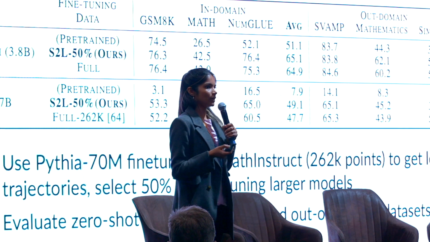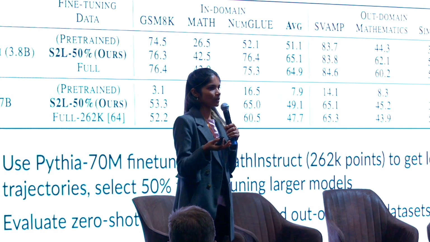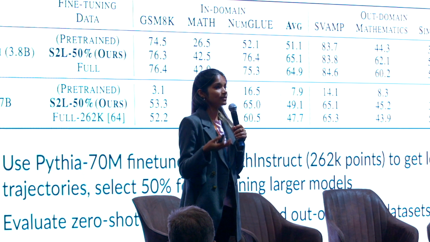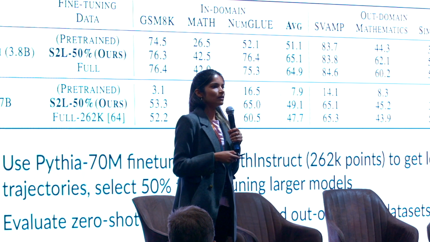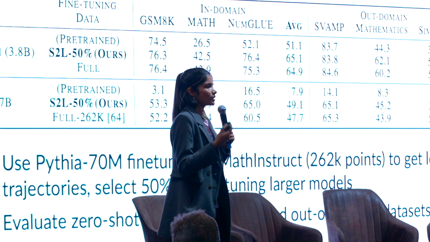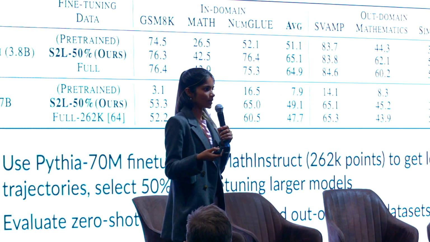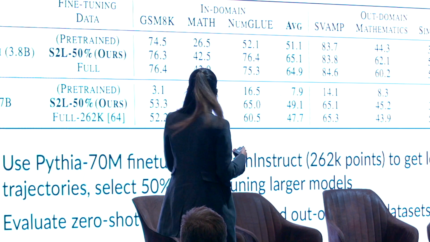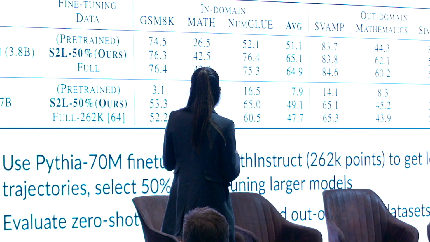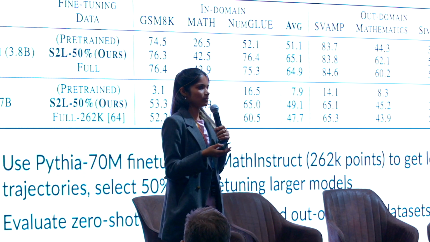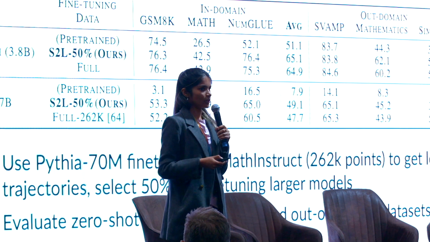So here we have the results for selection using a 70 million parameter model. And we select half of the math instruct data set. You're essentially speeding up fine-tuning by 2x. And we evaluate zero-shot accuracy for both in-domain and out-of-domain data sets.